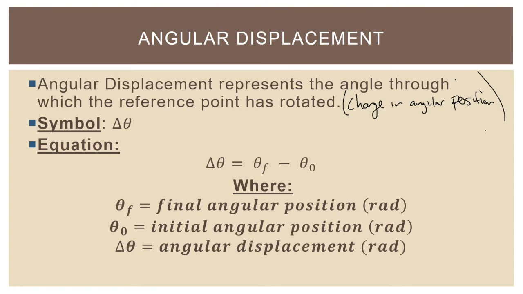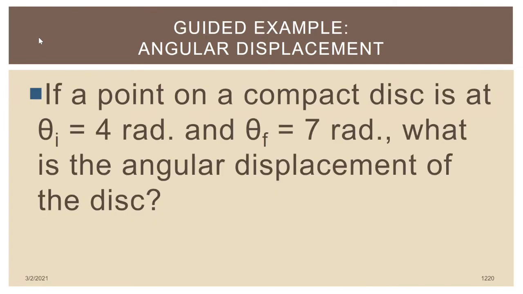Let's take a look at a problem. This problem says: if a point on a compact disk is at the initial angular position of 4 radians and a final angular position of 7 radians, what is the angular displacement of the compact disk? Now, let's just quickly zip through this because there's not even really any reason why I should be showing this to you, but just so you at least see what it looks like.